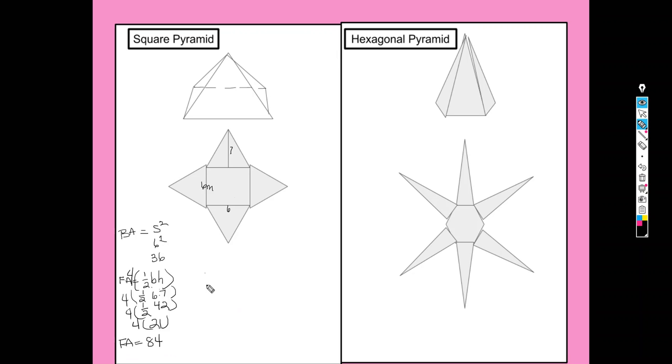So then I've just got to take my base area plus my face area, which is 36 plus 84, which gives me a total area of 120 meters squared. Okay? So there's that one. There is no new knowledge there, as you can see. Triangles and squares.